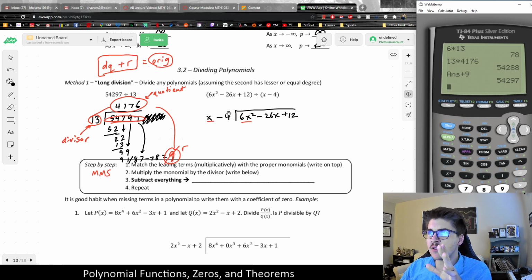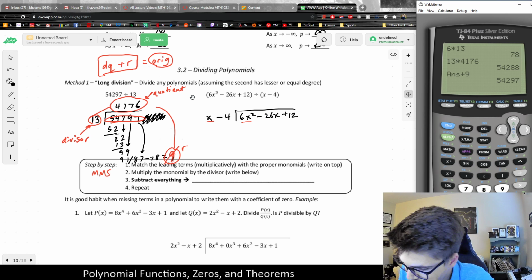And you'll see why we don't have to worry about the -4, because that's sort of like with the 13. 13 didn't perfectly go into 54, and when we subtract, we're going to take care of the rest later. Same thing with the -4. -4 might not go into 26, and we'll take care of that later in the next step as we progress through the division problem.